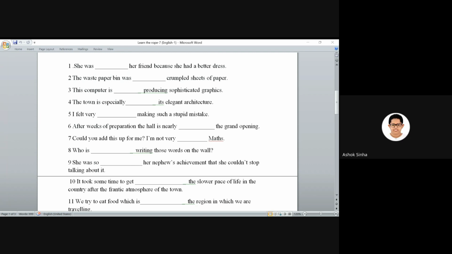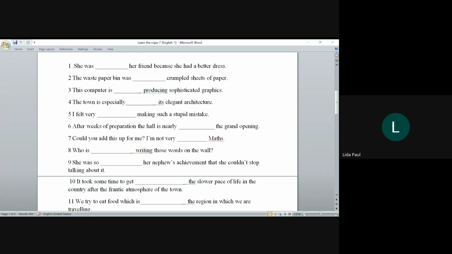Full of. Full of, right? Full of is a good answer here. The waste paper bin was full of crumpled sheets of paper. Now, some of them are very common. I know some of the combinations that you're going to make here are very common. It's easy to answer. But there are certain words which you can go wrong on, right? So this is basically a mixed bag. So full of is an easy one. So full goes with of.